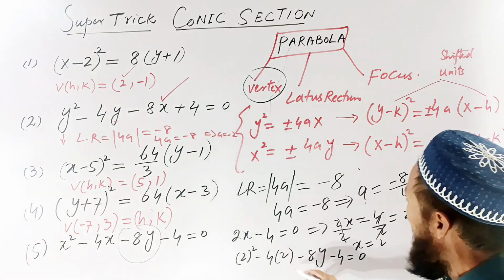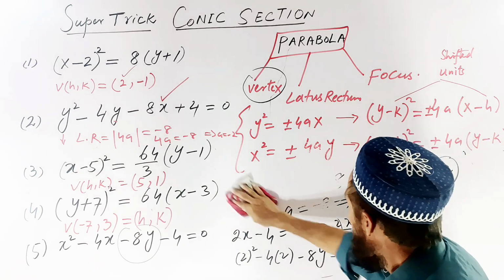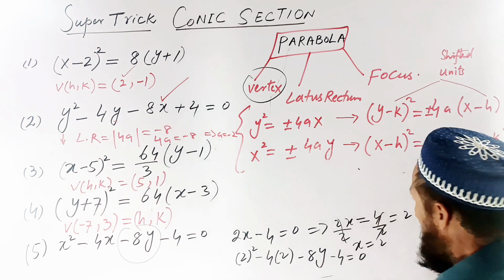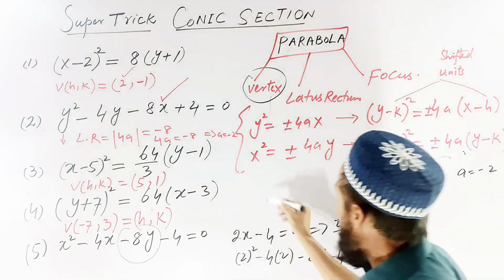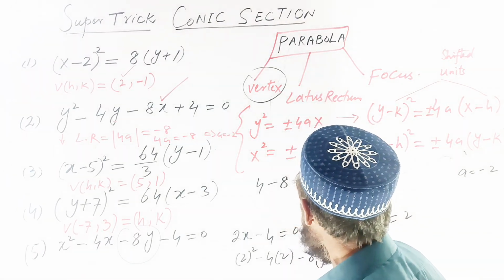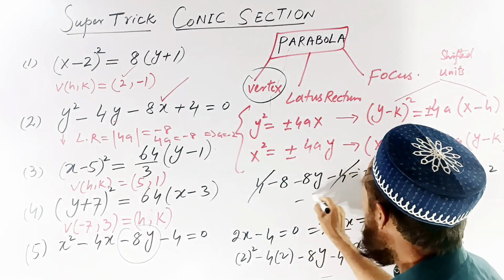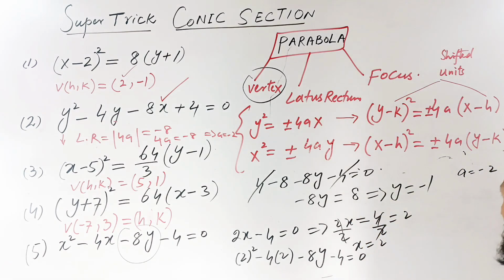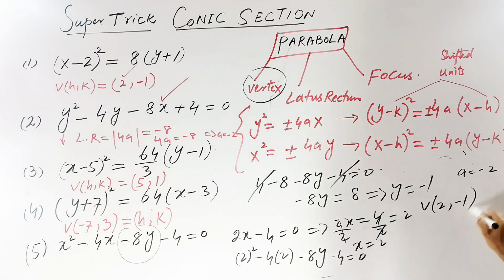Now we simplify this result. We get 4 minus 8 minus 8y minus 4 is equal to 0. So 4 and minus 4 are cancelled, minus 8y is equal to 8, and y is equal to 8 divided by 8, so minus 1. So the vertex we get is x equal to 2 and y equal to minus 1.